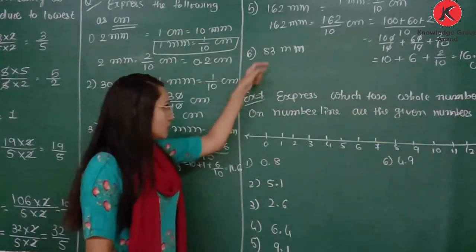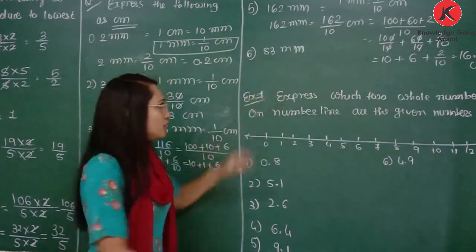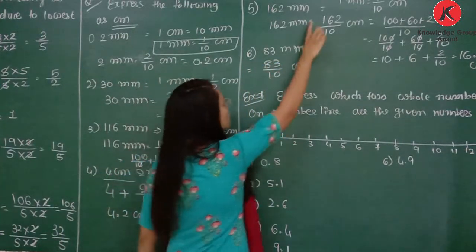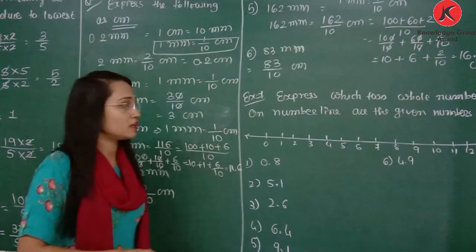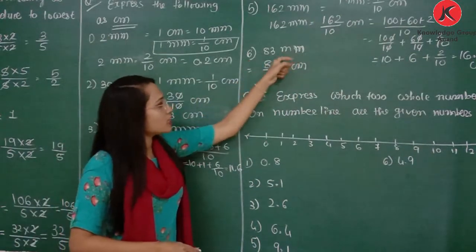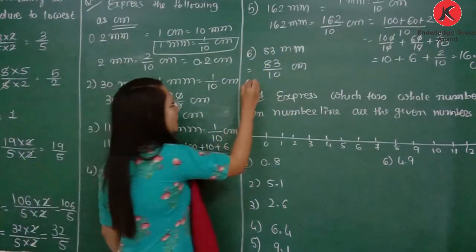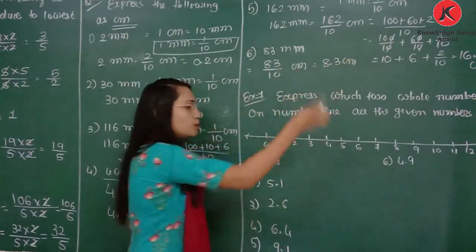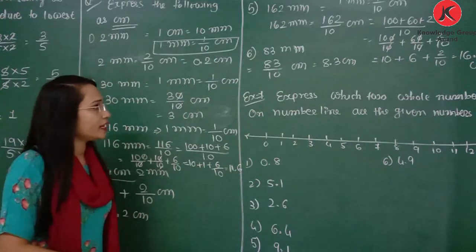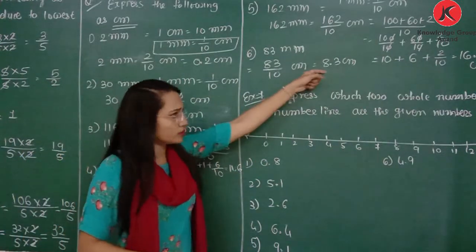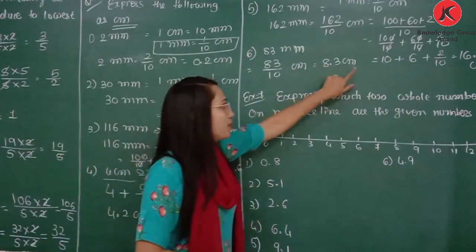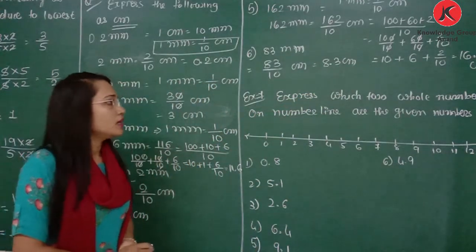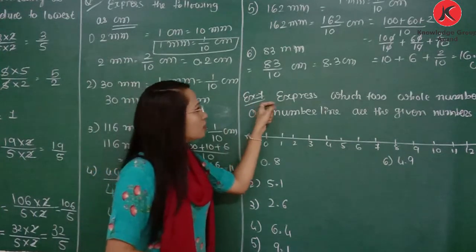Now for next one, 83 mm. So 83 mm can be written as 83 by 10 centimeter, if we use 1 mm is equal to 1 by 10 centimeter. So 83 mm means 83 by 10. So here you can write it is 8.3 centimeter. Or you can write 80 plus 3, then 80 by 10, 3 by 10, so it is 8.3. Or you can directly write it as 8.3 centimeter. Both are correct.